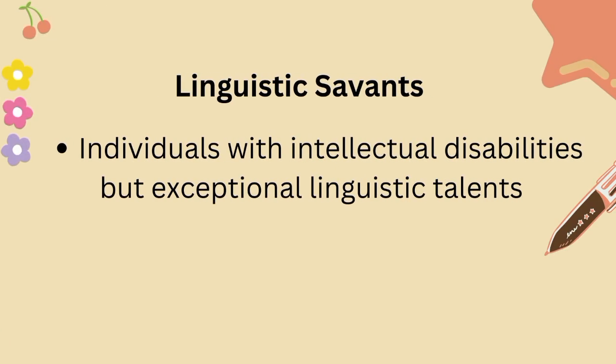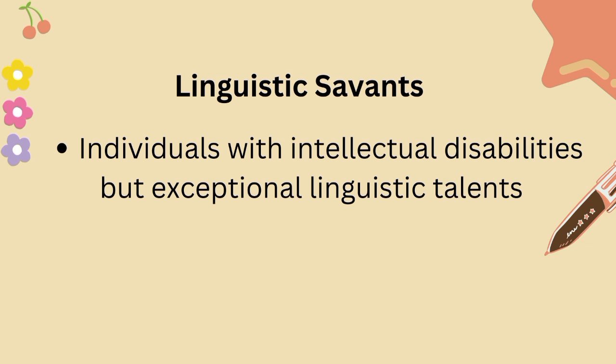Now, let's move on to linguistic savants. These are individuals who have significant intellectual or cognitive disabilities but show extraordinary abilities in language. Think of it as having a superpower in one specific area while struggling with everyday tasks. So, linguistic savants are living examples of the modular nature of the brain.